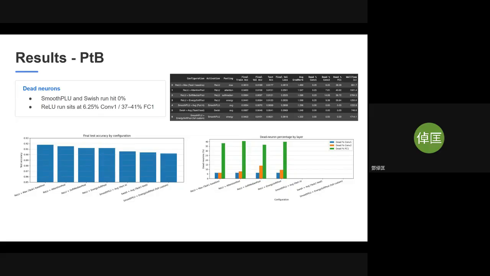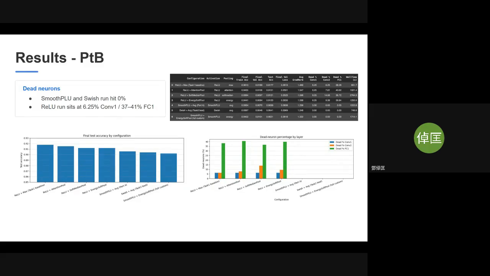Yeah, so here we look at the accuracy and the dead neurons. The results show that the custom layers are competitive, but did not surpass the baseline. So the ReLU with max pool configuration achieves the highest test accuracy around 91.77%. The custom pooling methods combined with ReLU remain close within roughly 0.6 percentage points, and smooth PLU achieves slightly lower accuracy, around 90.5%. A more significant difference appears in the dead neurons. All configurations using ReLU exhibit dead neurons, especially in deeper layers. In contrast, smooth PLU and Swish reduce this to 0 across all layers.